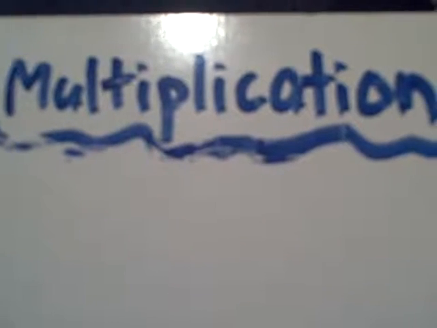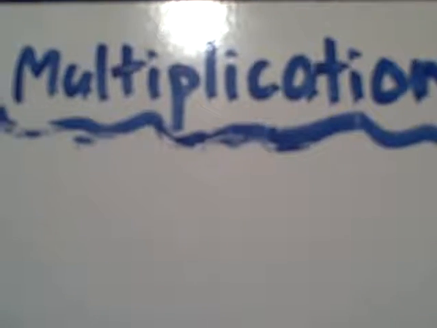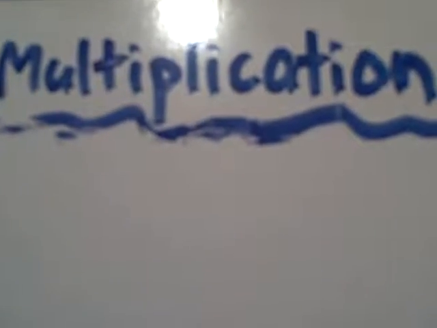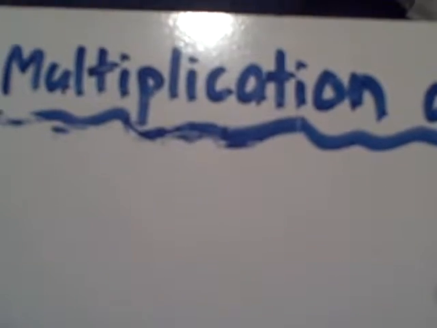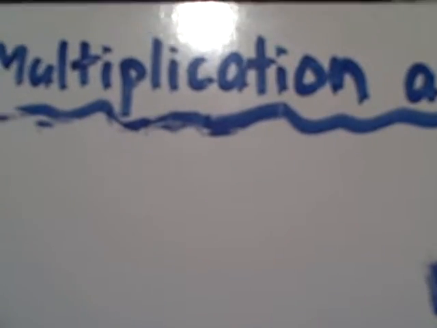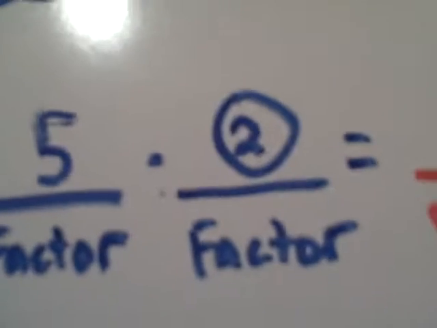Today we're going to learn how multiplication is completely related to division. In fact, you're using the exact same numbers in multiplication and division. It's just the order is changed, as well as the operation. So let's take a look at our first equation.